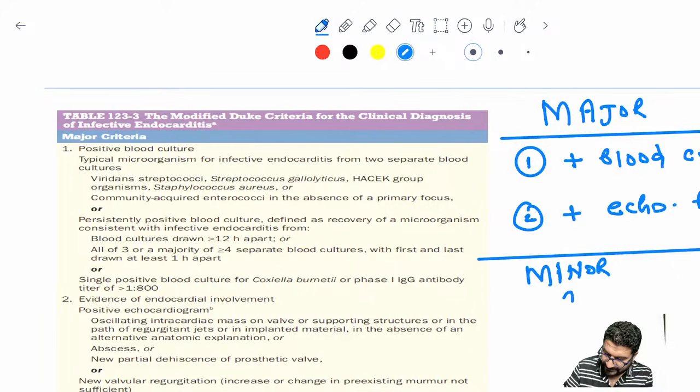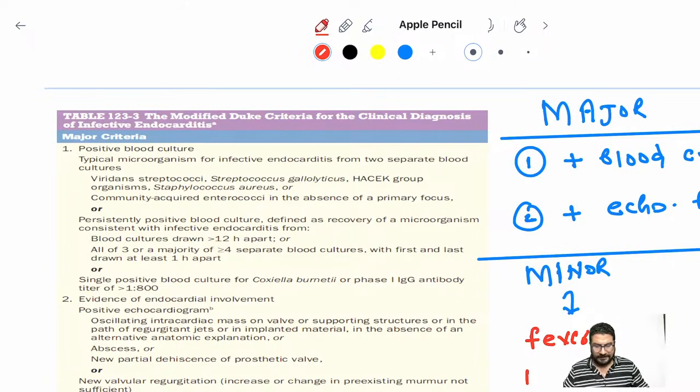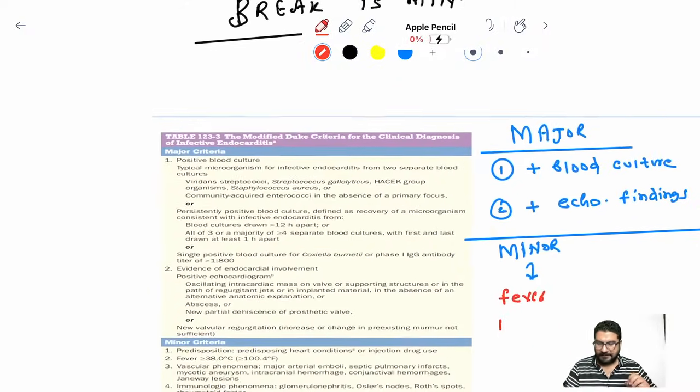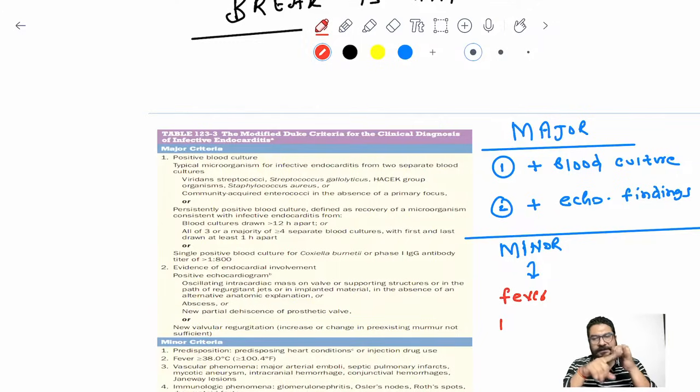So in minor criteria, again here also fever will be minor. Any predisposing condition. So what is the meaning of predisposing condition? Predisposing condition means suppose patient पहले से कोई IV drug ले रहा है, so patient might be taking some IV drug, or a patient who is having some dental extraction, so that is called predisposing condition. Predisposing event, so this will be minor.